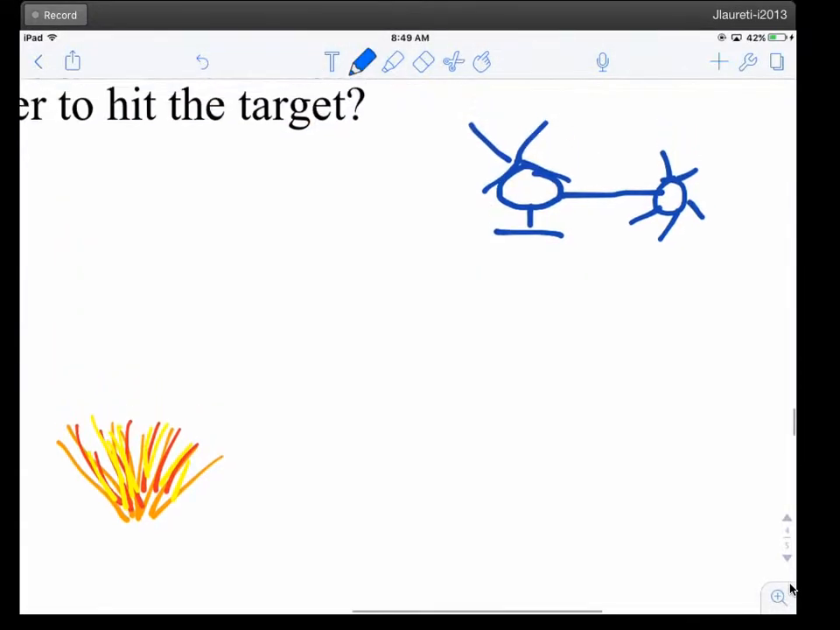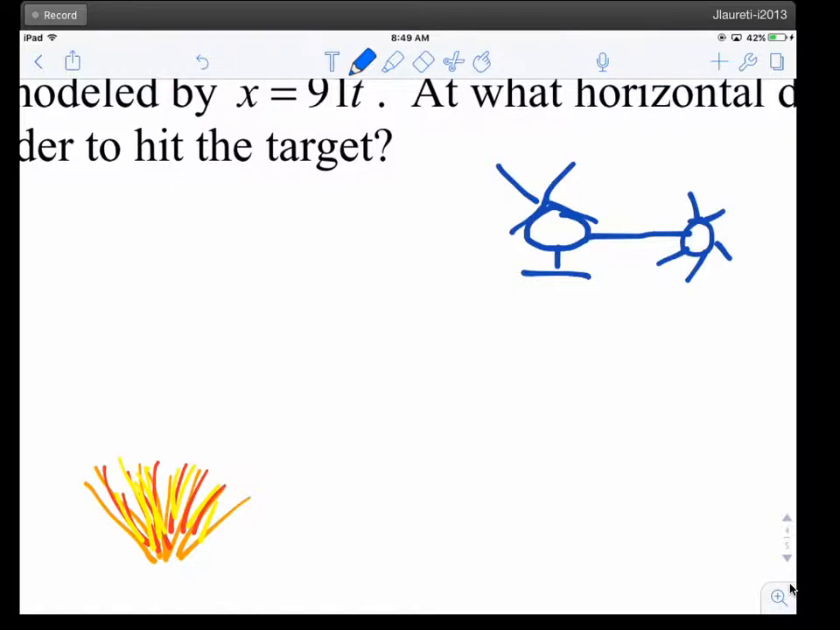Okay, so what we're trying to figure out is when this helicopter can start releasing the water, so that by the time it gets released, it's going to hit directly on top of the fire. So we need to figure out the distance here and then the distance here.